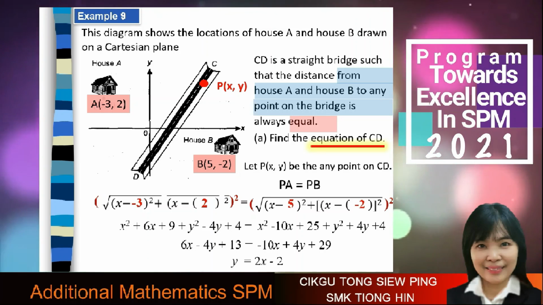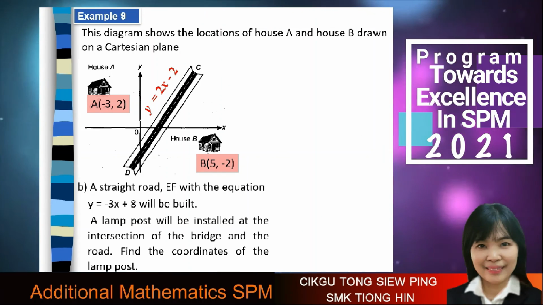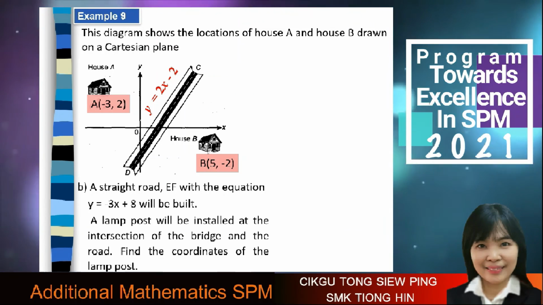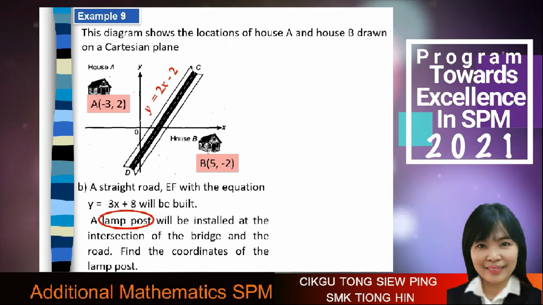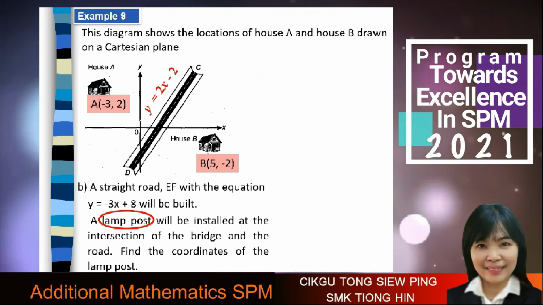We proceed to part B. B. A straight road EF with the equation y equal to negative 3x plus 8 will be built. A lamp post will be installed at the intersection of the bridge and the road. Find the coordinates of the lamp post.